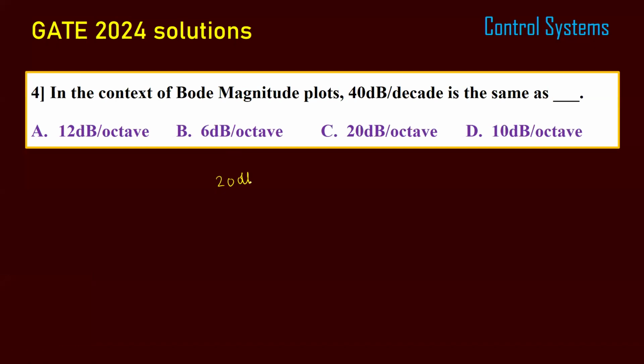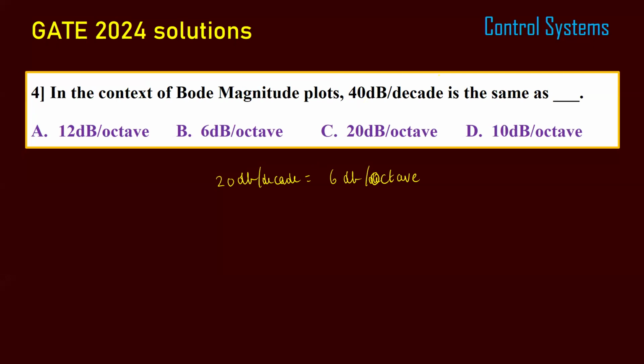Actually, 20 dB per decade is equal to 6 dB per octave. This is the equivalent. A decade is a ratio of 10 times, and an octave is a ratio of 2 times, doubling the frequency. So we can conclude with that.